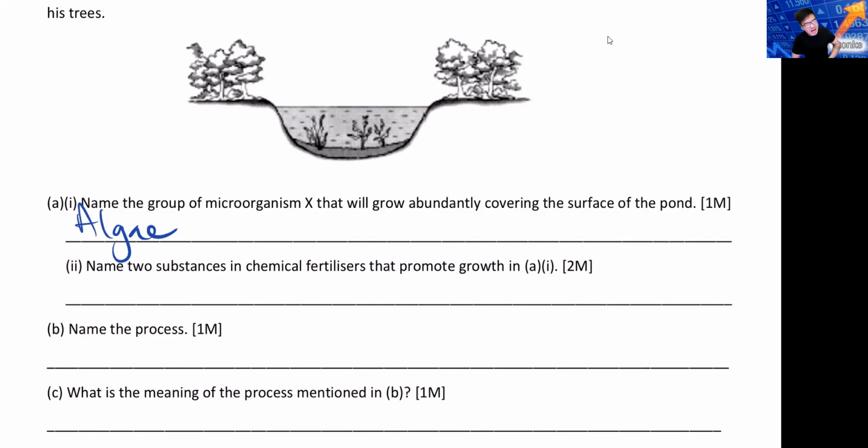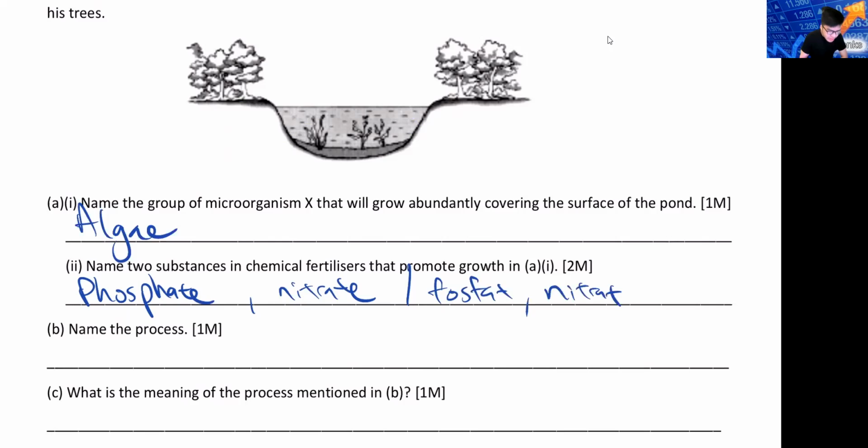BM is alga, I think, ALGA without the E. And then number 2, name 2 substances in chemical fertilizer that promote growth in A1. Okay, so what is in your fertilizer that makes algae grow? Okay, the first thing being your phosphate. Okay, phosphate. The second thing being your nitrate. Okay, these 2 are the strongest fertilizer. So in BM is phosphate and nitrat. These 2, they are your strongest fertilizer that makes plant grow very well. Okay, so not only they are good for plants, they are good for algae too. So it's like a double-edged sword lah.